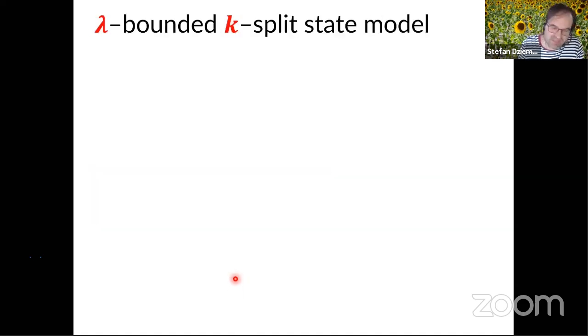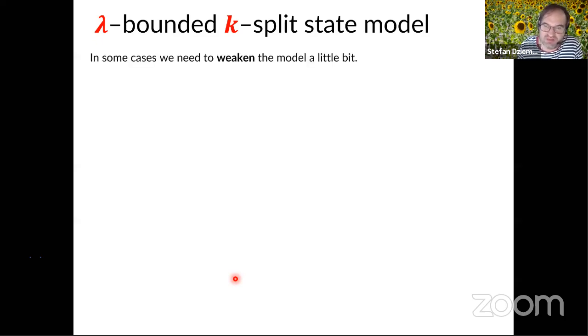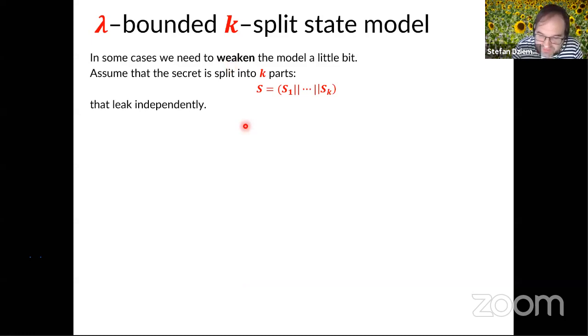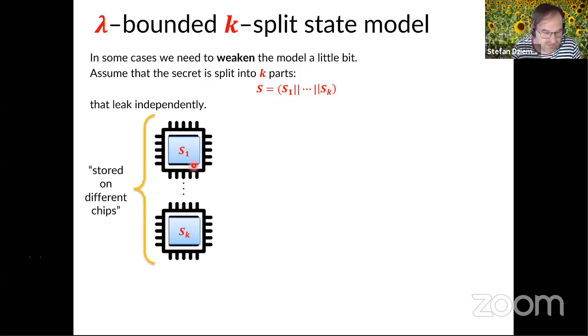And then there was a generalization of this model called the lambda bounded case split state model, which is a weakening of this model. Here we assume that the key is split in several parts, S1 up to Sk, and these parts leak independently, so they are stored on different chips. I put quotation marks here because the way we think about it is more like a metaphor. We are not experts in hardware, but this is our metaphor in our theory papers, that you could split it into different devices. I will get back to it on the next slide.